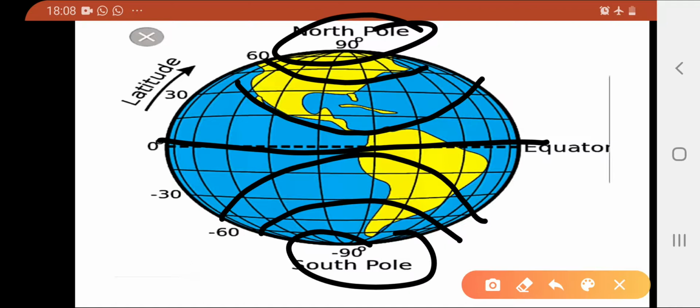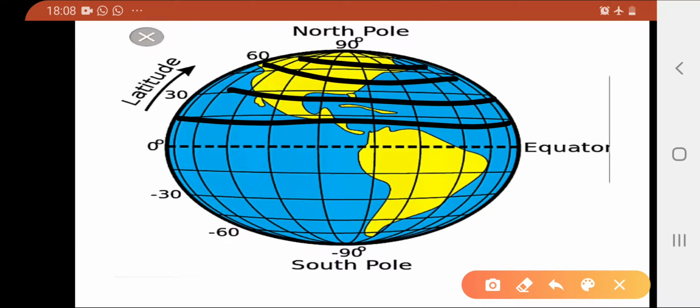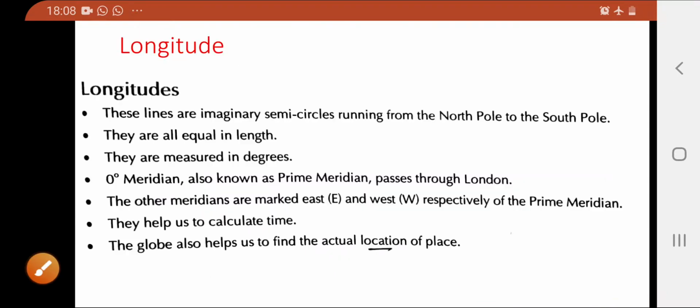All lines are parallel. All these lines which you can see over here, children, are parallel to each other. What does parallel mean? That they never meet, right, children? And then they are measured in degrees and they help us to find places.